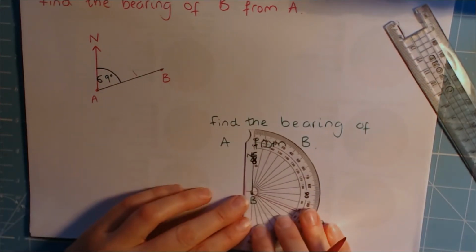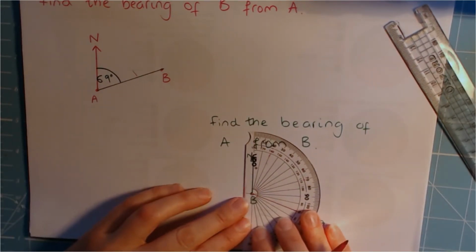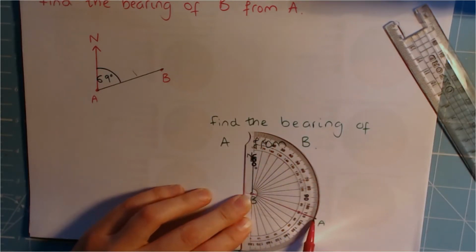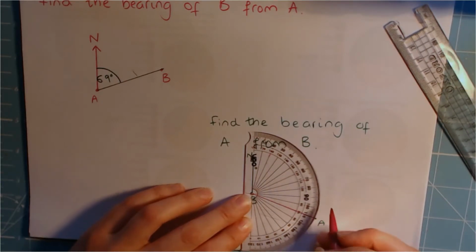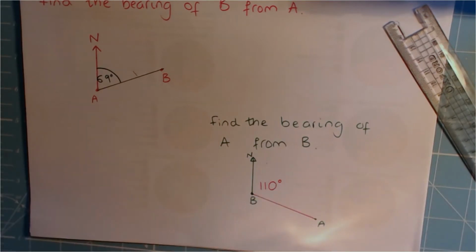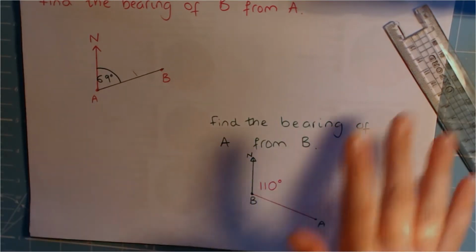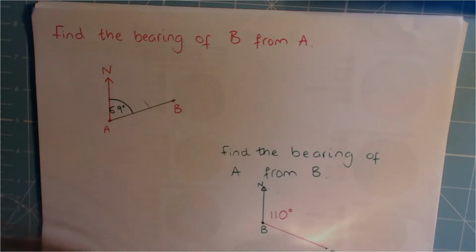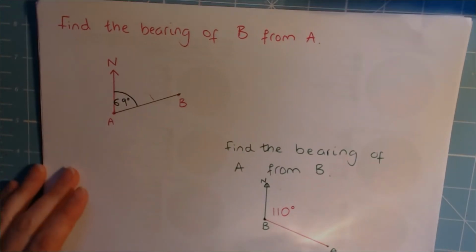Okay, so lining that up there, and once again on the outside scale, starting at 0 all the way around to 110. Okay, don't mistake that for 70. We're on the outside scale. 110 degrees. Okay, that's the bearing you've had to turn. So that's the first type of question you're likely to see. Normally worth a couple of points. Okay, shouldn't have too many issues with those.